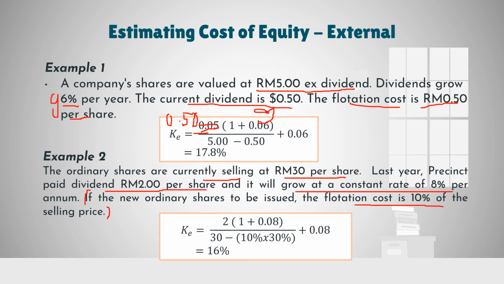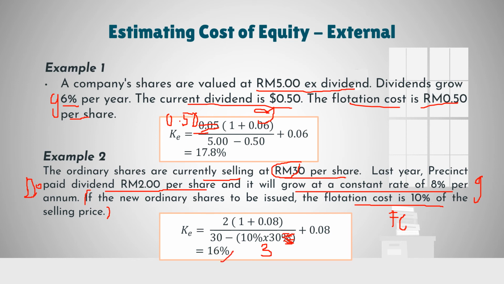So yang tadi kita dah kata current selling is the market price RM30. Last year paid dividend, so this one is DO. And grow at a constant is G. And flotation cost is FC. So, kita masukkan di dalam formula so that kalau dia kata flotation cost 10% daripada selling price. So, 10%, okay, ni you just delete the percent here. Just ambil 10% darab dengan 30. So, this one you will get RM3. So, after you calculate, you will get 16%.